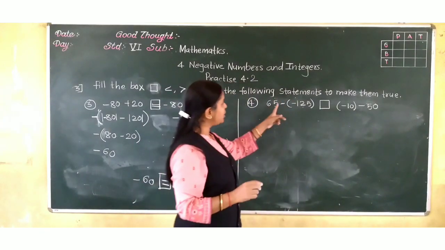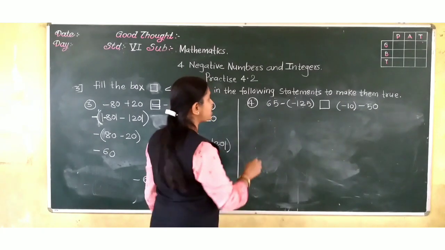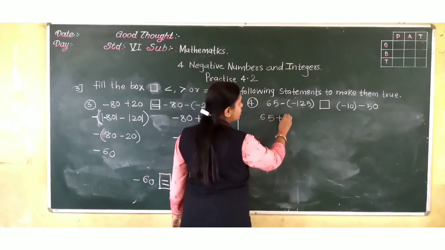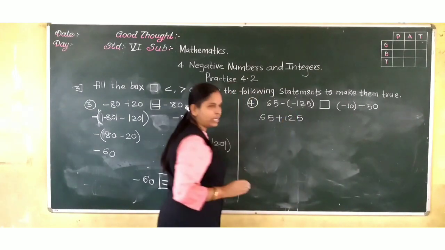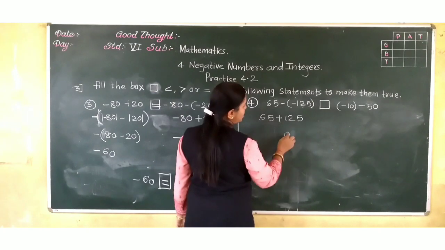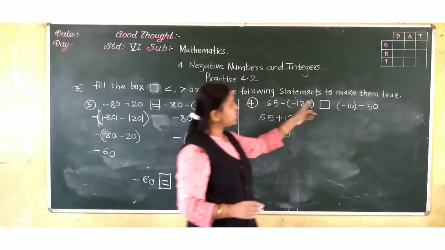Now here also subtraction is there. So as subtraction is there, what do we do? We are taking the additive inverse of the subtrahend. What is the additive inverse of this? Plus. So here plus 25. And now do addition. 5 plus 5, 10. And 6 plus 3, 9. Here 190 we got.